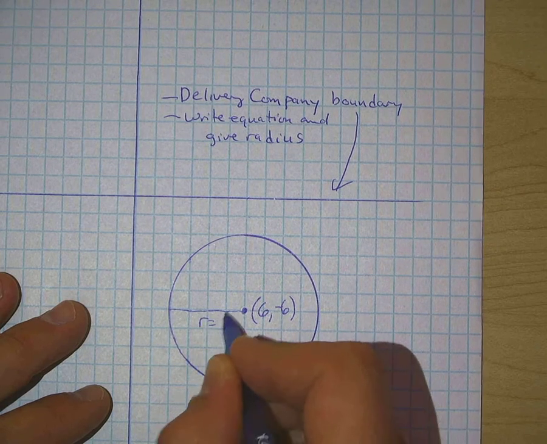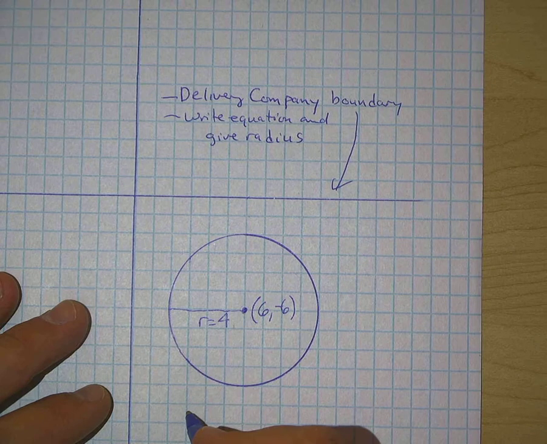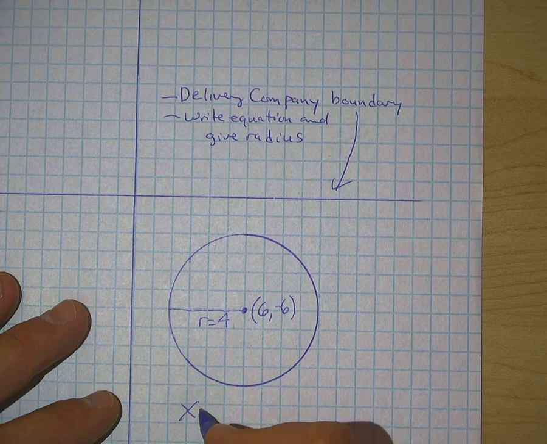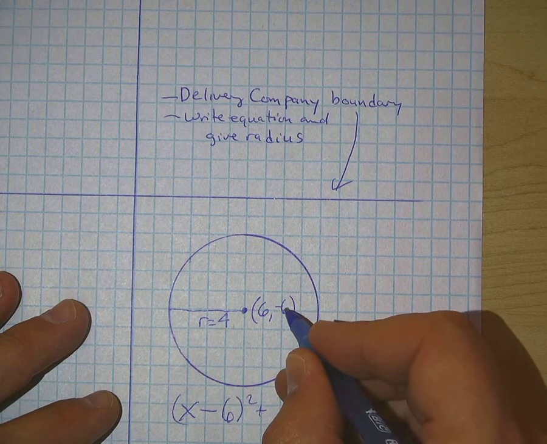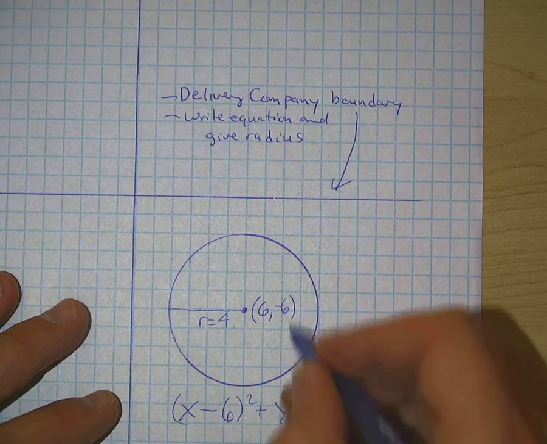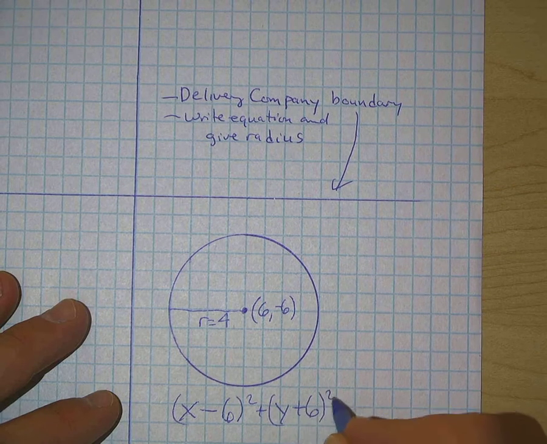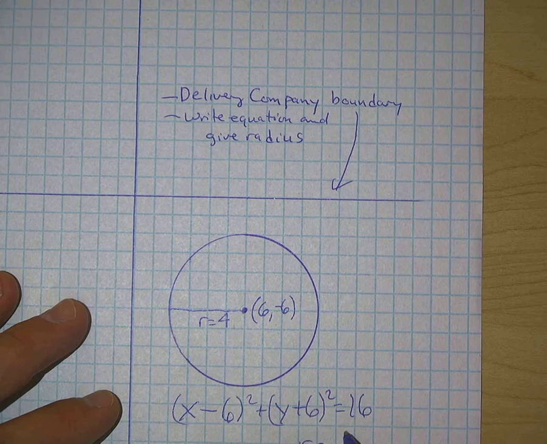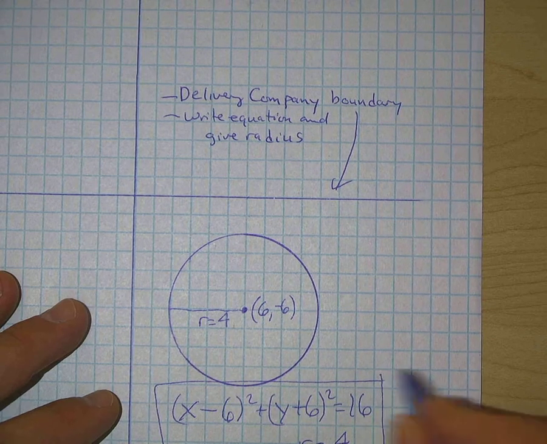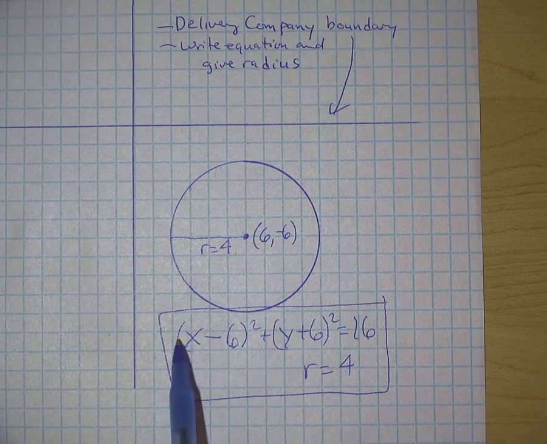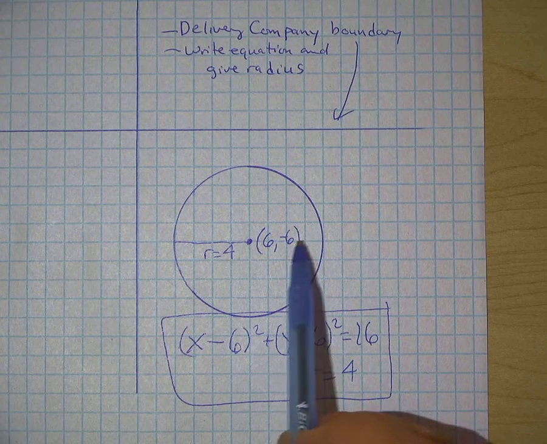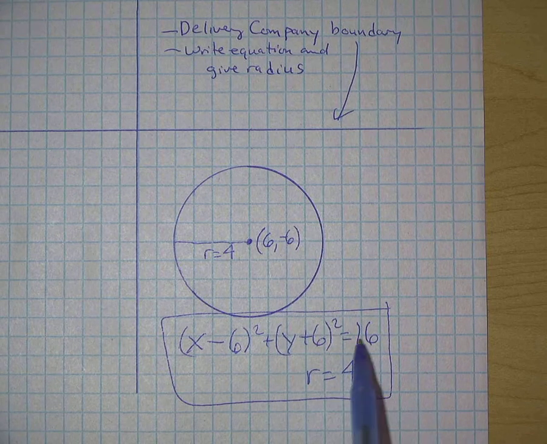So radius equals 4. So the equation I'm going to write for that is (x minus 6) squared plus (y minus a negative, or y plus 6) squared equals 4 squared, and 4 squared is 16. But I know the radius is 4. All right, that's your answer to that problem right here: (x minus 6) squared plus (y plus 6) squared equals 16, which is the square of 4.